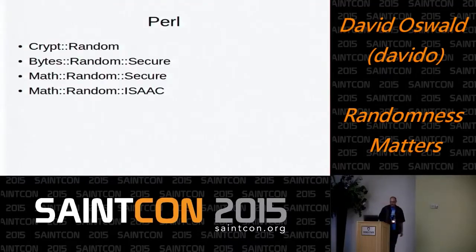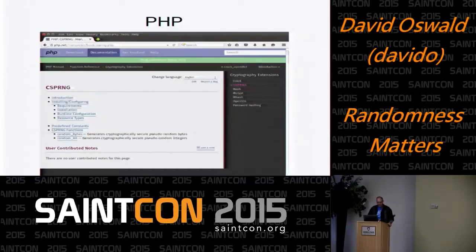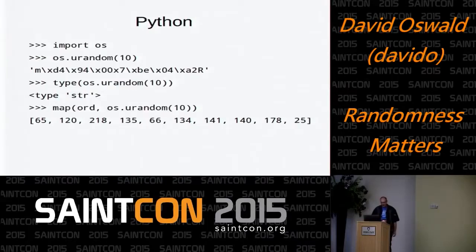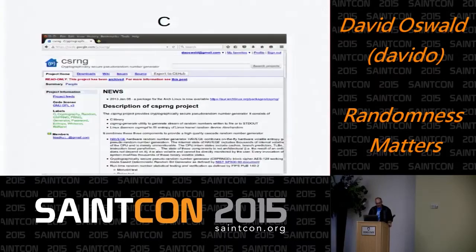If you're using Perl, use Crypt::Random, use Bytes::Random::Secure, that's mine. Use Math::Random::Secure, use Math::Random::ISAAC. If you're using PHP, there is a CSPRNG library. If you're using Python, you can import os.urandom. That's probably a good way to do it in Python. If you're using C, there are C libraries as well. Whatever language you're using, make sure to find a well-known, well-tested library that people agree is an acceptable CSPRNG implementation.